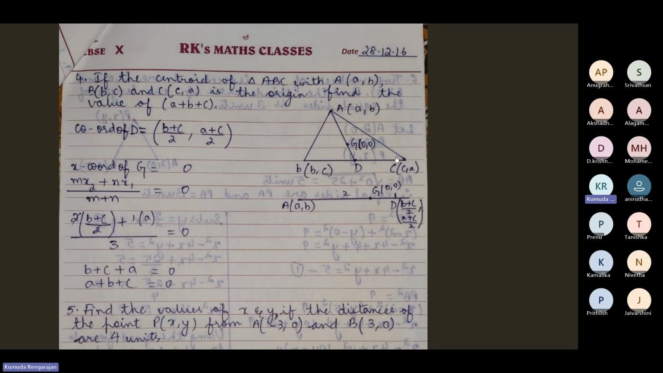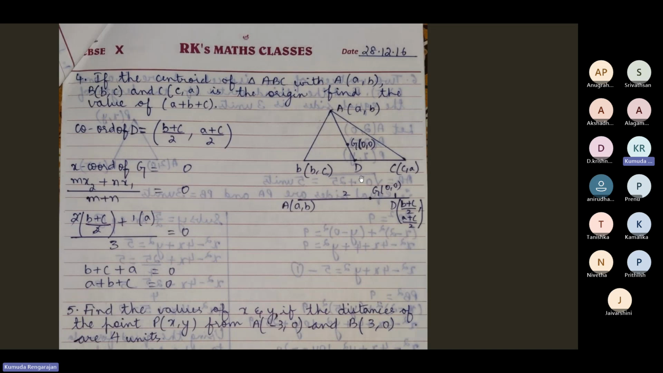So you can draw this figure to show this information, A, B, C. And you can take any median. I have taken median AD, that is from A on BC. You can take any median, like you can draw the median from A or from B or from C, any median. You can take any median from vertex A or vertex B or vertex C. Okay, so I've taken the median AD.